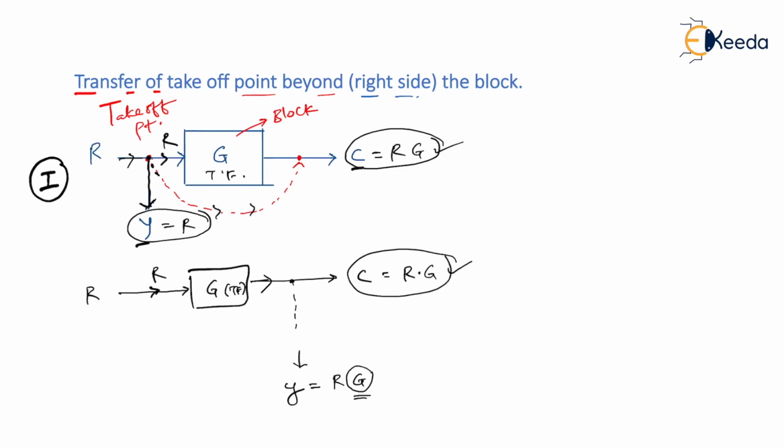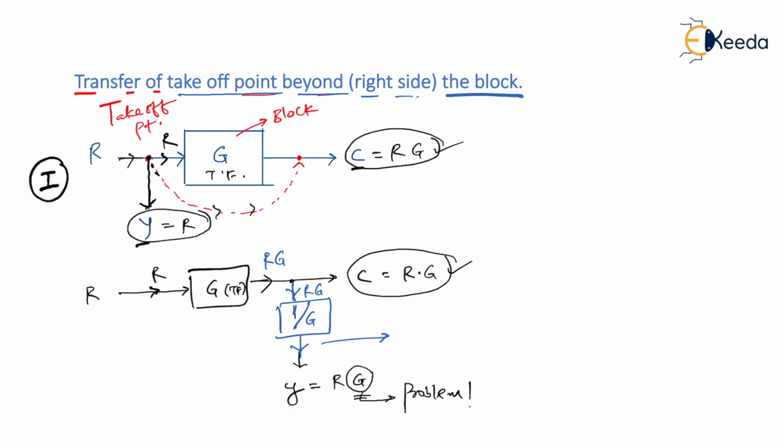And to do so, the remedy is, I hope you understood what is the problem. What is the problem? Problem is this G. So G is the problem. So what I'll do is, whenever I transfer the takeoff point beyond the block, add extra block. Add extra block having transfer function as 1 upon G. Now we will see what is the effect of this. Please don't forget, this output is nothing but RG. Then input is also RG.